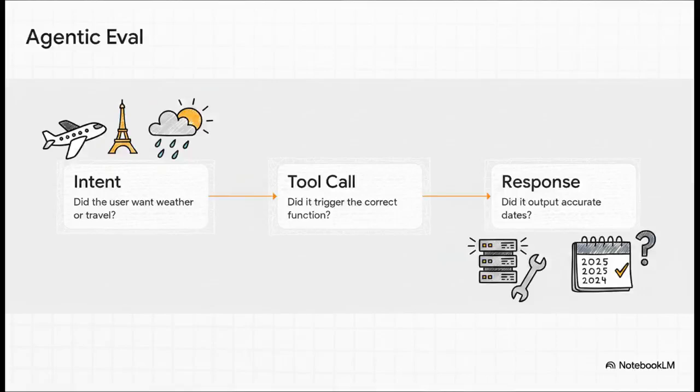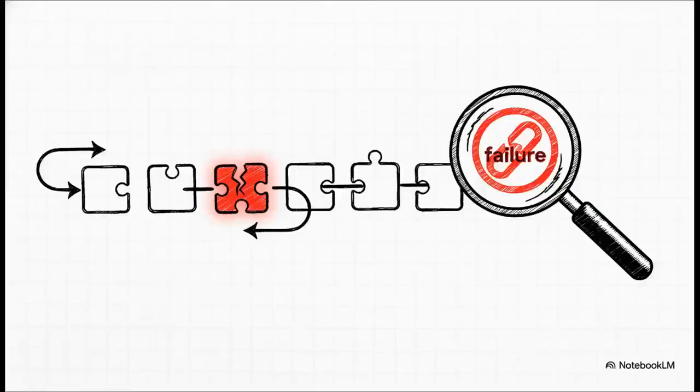Finally, the overall response. If the user asked for a trip in September 2025, did the agent output completely accurate, grounded dates, or did it spit back a hallucinated date from 2024? Every single node, every single decision branch needs its own specific evaluation metric. But simply knowing that an evaluation failed somewhere isn't enough if you don't know why it failed. This is exactly where trace-linked evaluations swoop in and save the day.